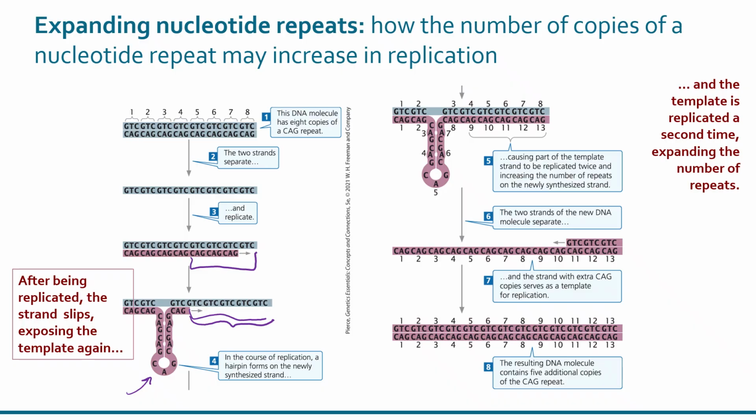And what we end up with then is a longer sequence the next time it goes through replication. So instead of having 8 nucleotide repeats, once it backs up and we accidentally replicate it twice, then we have 5 extra. And so we've expanded from 8 repeats all the way out to 13 repeats. And so anytime the strand slips and binds to itself, then it's going to accidentally double replicate these pieces.